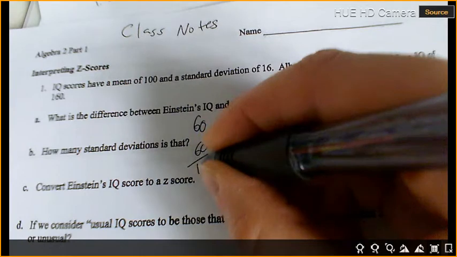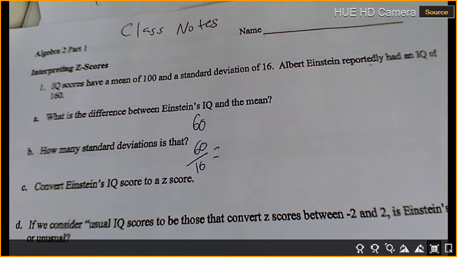Good. And this is where you need to put it in your calculator, because I don't know if you guys can do 60 divided by 16 in your head.